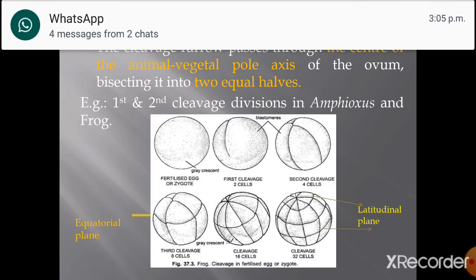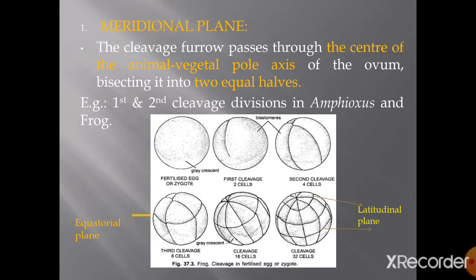Now, in this diagram, you can see the first diagram is the zygote, second and third, okay? Second and third do represent the first and second cleavage stages where the cleavage plane is meridional but which occur at right angles to each other. So first and second cleavage divisions in Amphioxus and frog are meridional as far as the plane is concerned. The lower diagrams, do look at them. Let us come back to the same slide after some time.